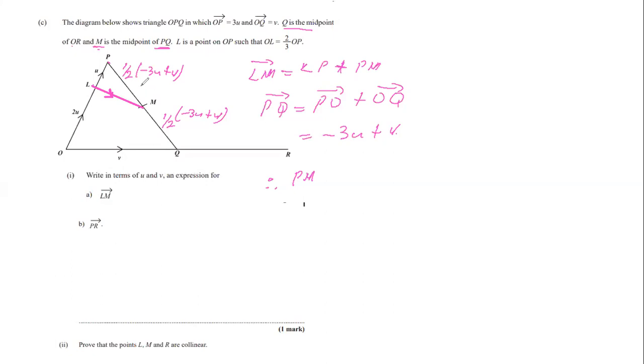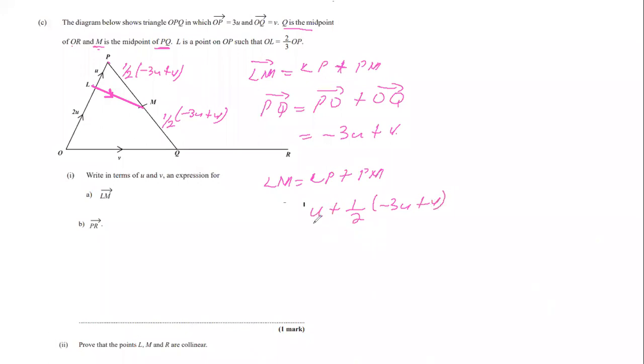Now, after we establish that, we can say that if I want to find LM, LM is going to be LP plus PM. LP will give me U, PM will give me half of negative 3U plus V, right?